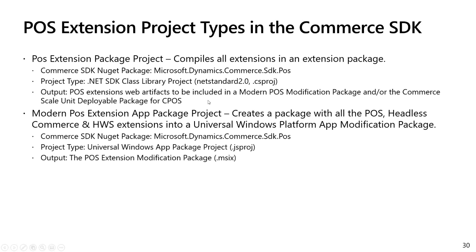The next project type is our modern POS modification package project. This is our JS project that's producing the UWP app package for MPOS in the sealed MPOS approach. This package will include all of the web content from the previous POS extension package project, as well as optionally any headless commerce engine extension assemblies or dedicated hardware station extension assemblies.